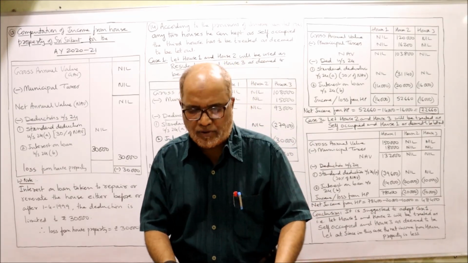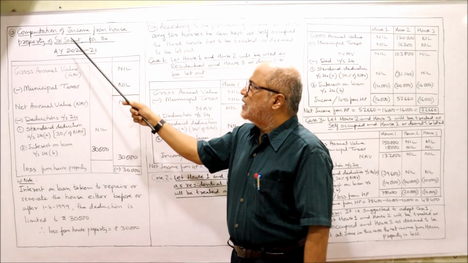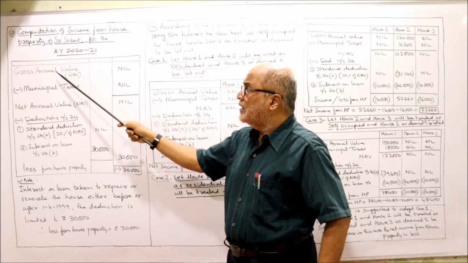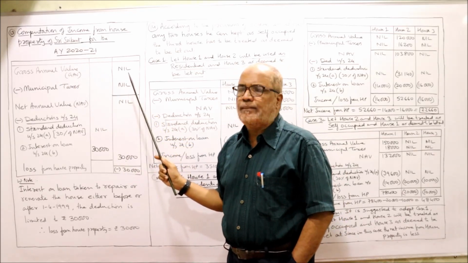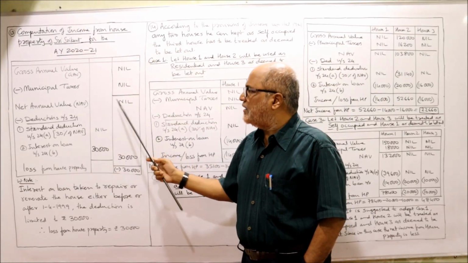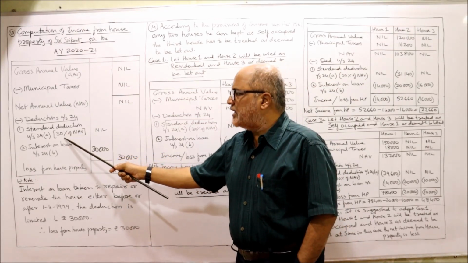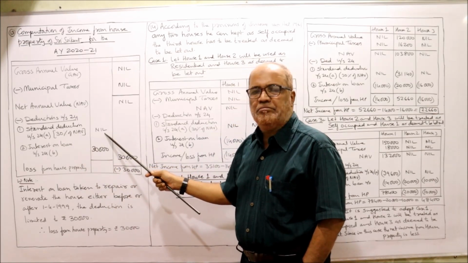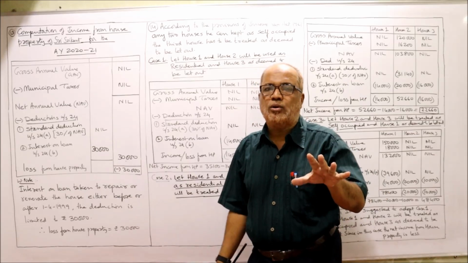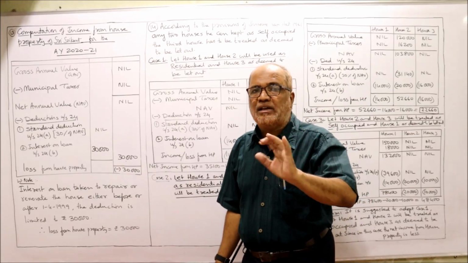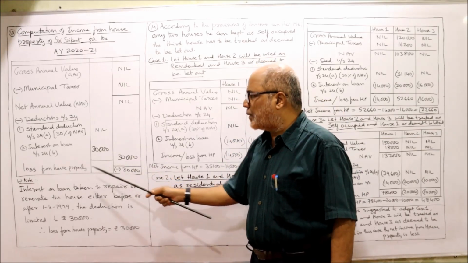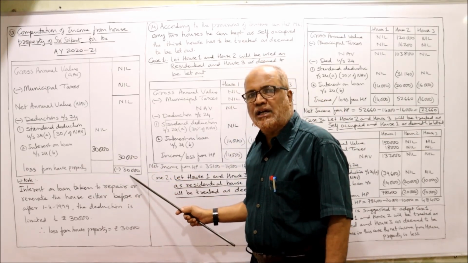Compute income from house property for the current assessment year. Now see here. Computation of income from house property of Srikant for the assessment year 2021. Gross annual value nil as usual. No municipal taxes will be allowed as deduction because it is a self-occupied house. NAV will be nil. Deduction under section 24A, 30% of NAV nil, no deduction allowed. Then interest on loan is 30,000. Just now I told you actual interest paid is 75,000, but that is not allowed. Maximum limit 30,000. The loss from house property, loss from self-occupied house, is 30,000.